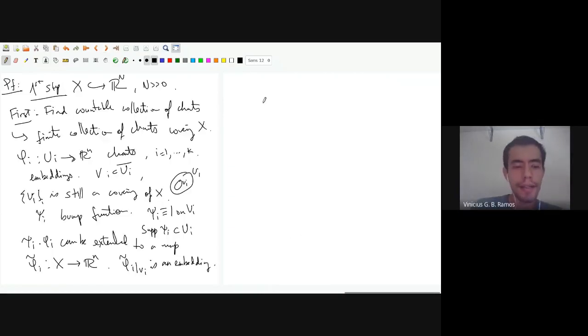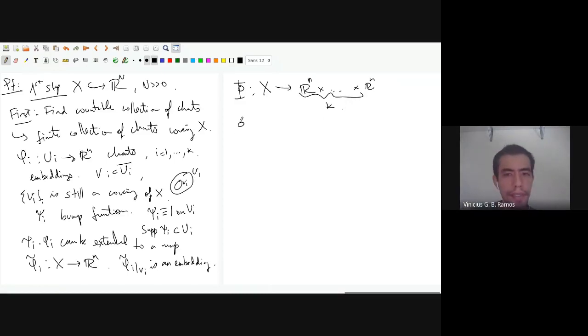And then now you can patch these together, so you can basically take the product of all these maps. So now you consider a map phi, which goes from X into Rn times k, or Rn times Rn, k times. And this map simply is, so phi of p will be phi1 tilde of p up to phik tilde of p.